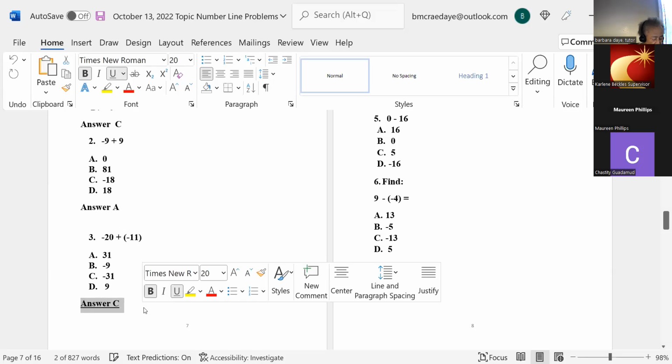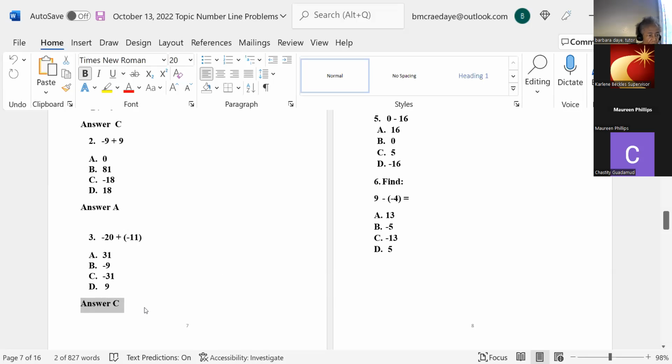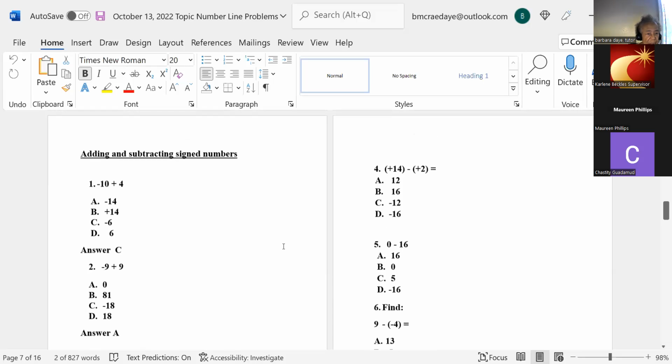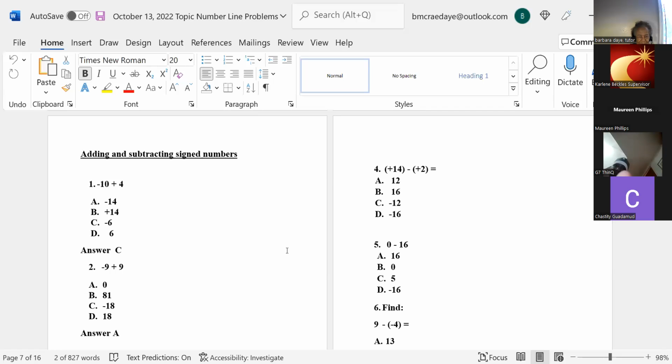Okay, let's go to the next one. Just want to make sure you understand how to do the operations. We're just doing the addition and the subtraction. Now, number 4, Maureen. Is it addition or subtraction? Okay, let me see. What operation is number 4? Which operation is number 4? Addition or subtraction?